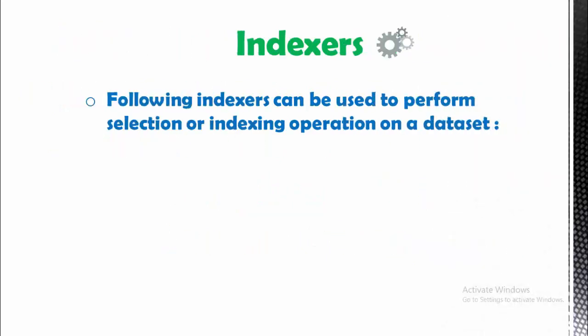Now to perform selection operation on rows and columns, we use indexers. So this selection operation can also be referred to as indexing. Here is the list of indexers which we use to perform the selection or indexing operation on a data set. We'll see all the indexers one by one along with practical implementation as well.